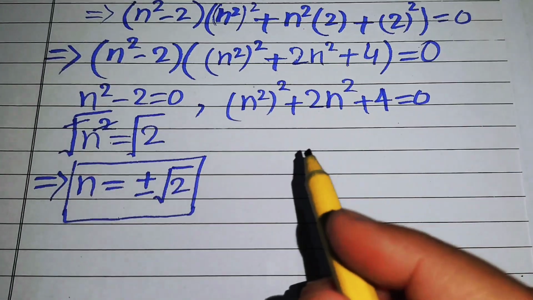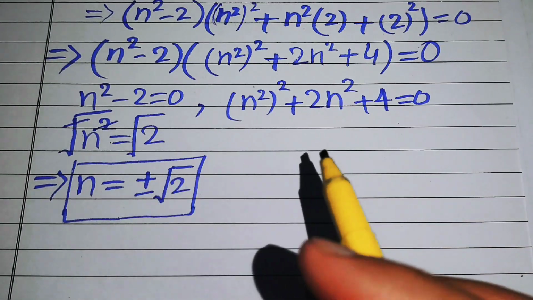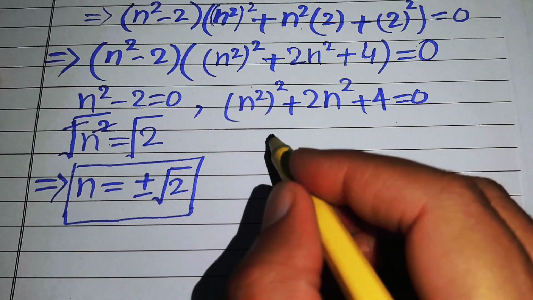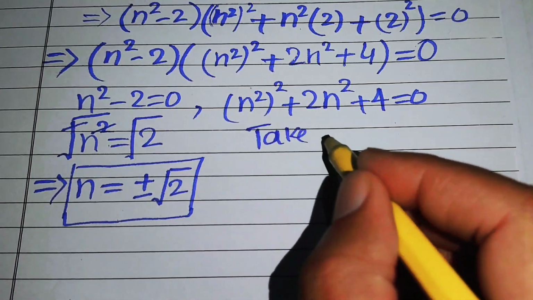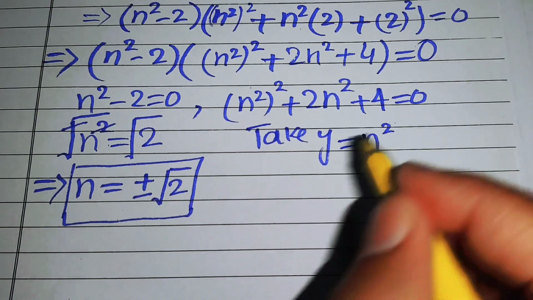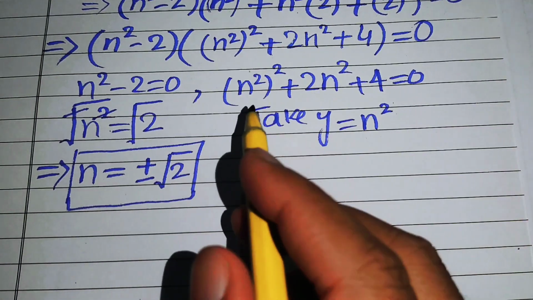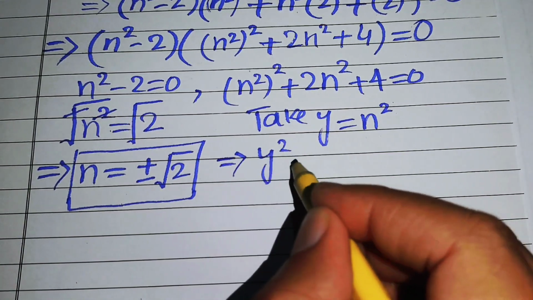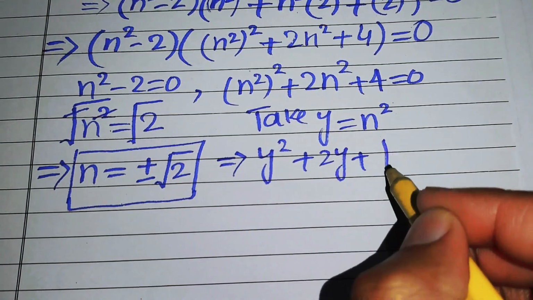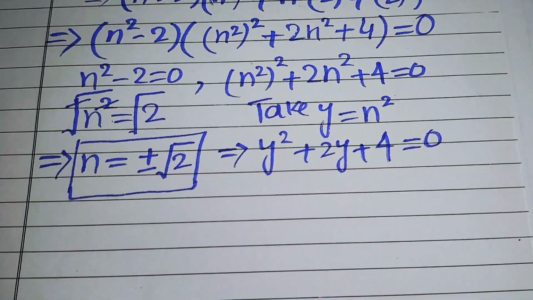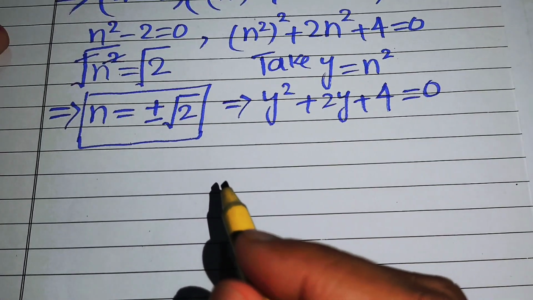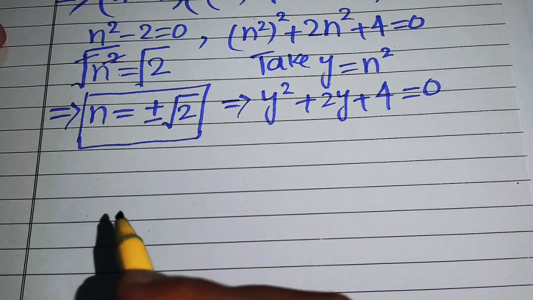Now we move towards this quadratic equation, and here you see that it is quadratic in the n squared variable. So first we will make a little bit of simplification here, and we will take y equals n squared. When you take y equals n squared, then this equation becomes y squared plus 2 times y plus 4 equals 0. So it becomes quadratic form in the y variable. Now we will use the quadratic formula in order to solve this problem.